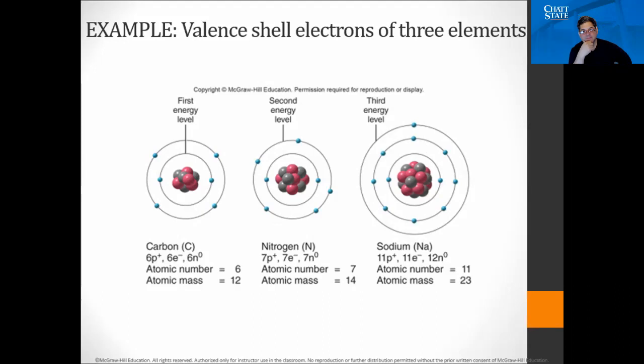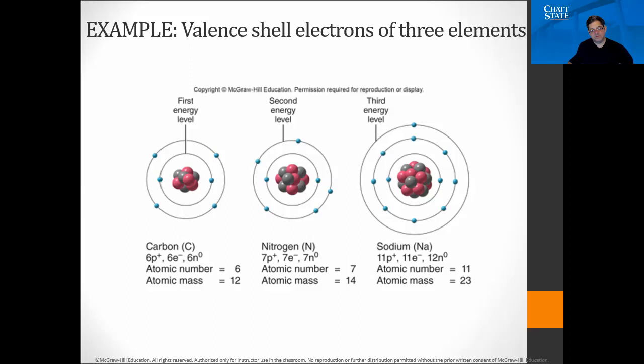Now, whatever the atom, it doesn't matter the size, the most outer shell is going to be called the valence shell. So how many valence electrons does sodium have? That outer shell, just the 1. How many valence electrons does nitrogen have? 1, 2, 3, 4, 5. Beautiful. Now you know about valence.